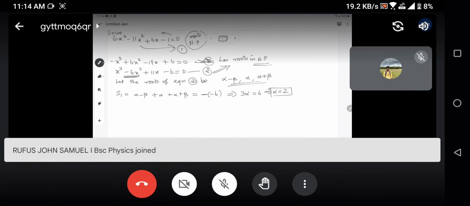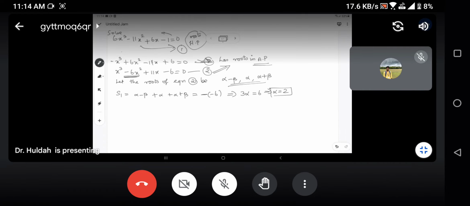Okay, did you all follow, children? Yes, ma'am. So I've got one root, this root alpha. If they had asked for a condition, what should you do? Whatever alpha you get, substitute it in the equation, then you'll get the condition. If they ask you to solve, what should you do? Once you know one root, we'll try to remove that root. Which equation? Don't confuse the equation. I'm taking this equation.